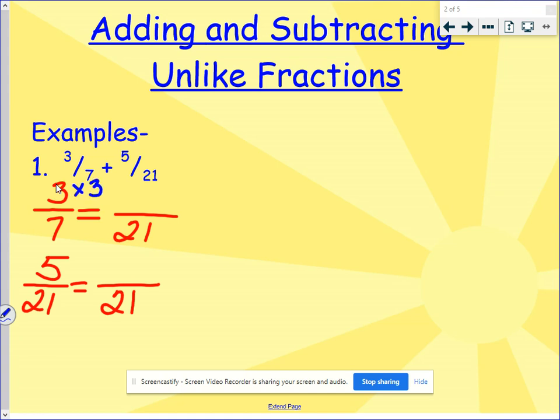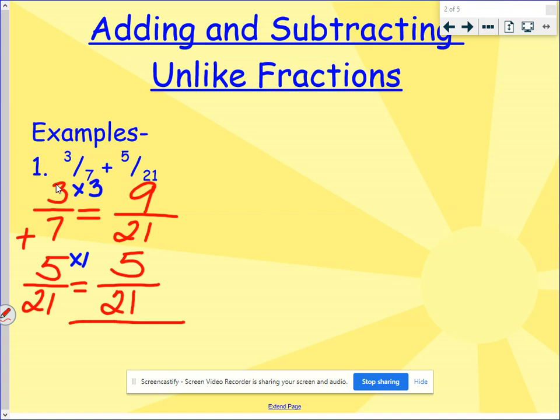So now we take 3 times 3 to give us 9/21. And in our second fraction, what times 21 gives us 21? 1. So we say 5 times 1 is 5. So we now say that 3/7 is equivalent to 9/21, and 5/21 is equivalent to 5/21. And of course, we remember that we are going to be adding.